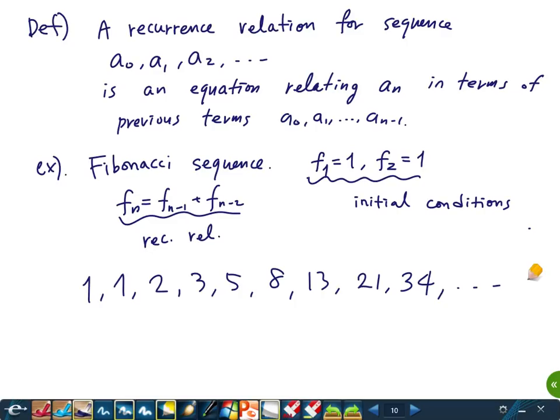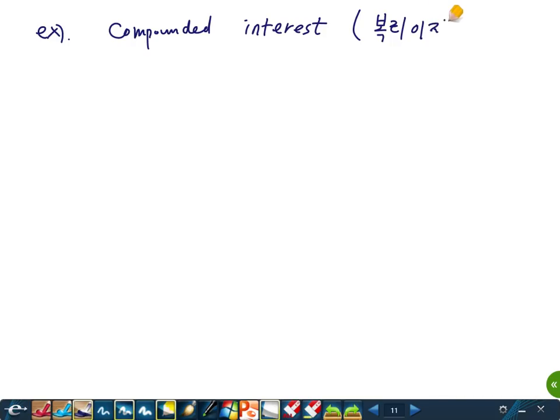There are many examples of this. Fibonacci sequence is one famous one. Another one, a very useful real life example, compounded interest. I think everyone knows this. In Korean, we say this 복리이자, 이율. So it means if you have interest, you get another interest coming from that.